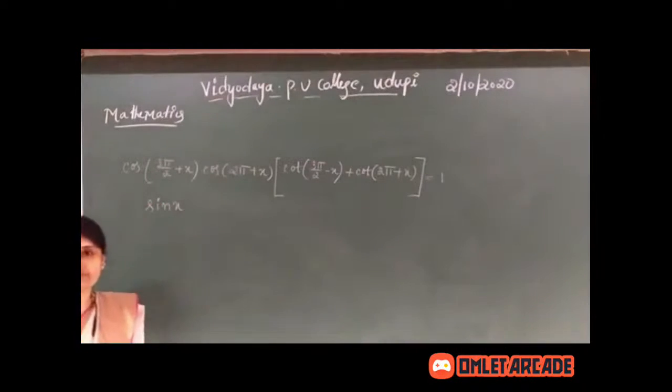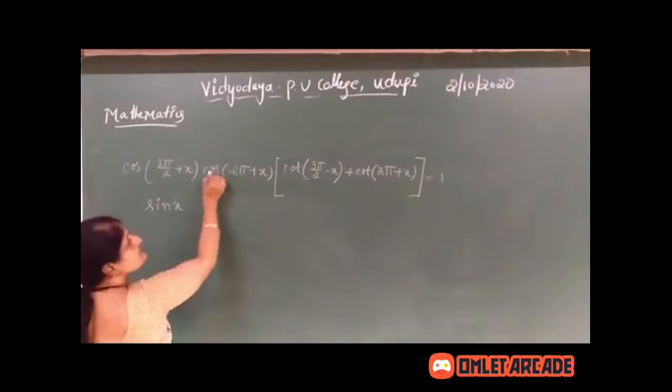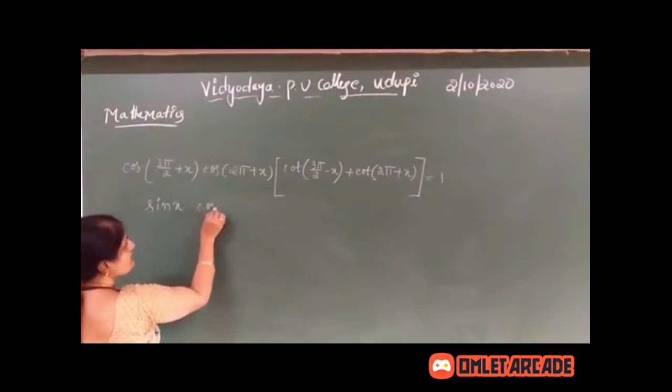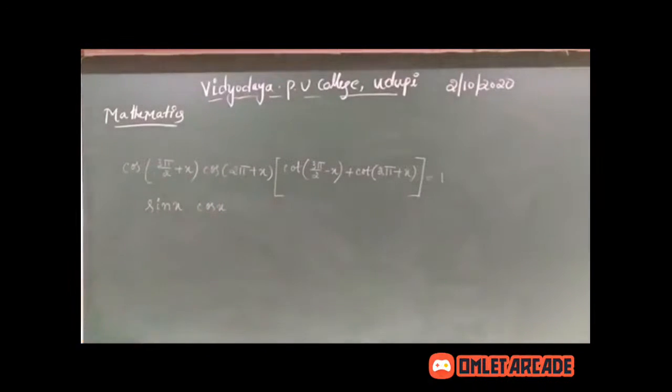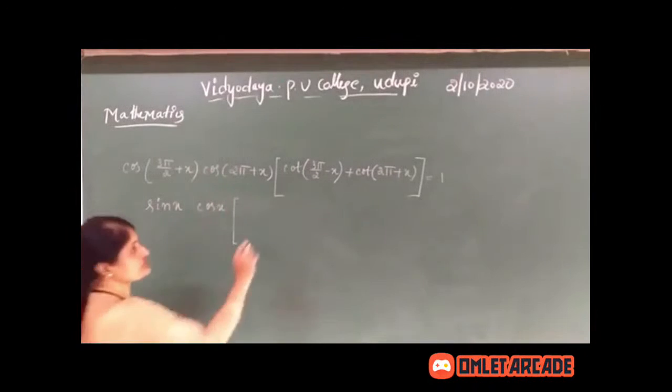Similarly, cos 2 pi plus x. 2 pi is 360 degree plus x means the second revolution starts. So it is first quadrant, and 2 pi, so this won't change and it remains cos x. Okay. In the first quadrant, cos is positive. We'll come to this one.